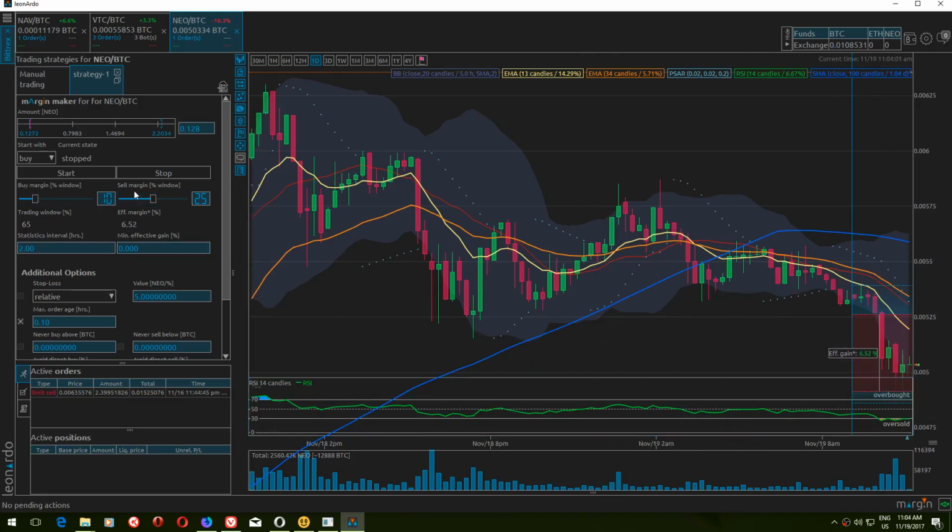And so the same thing for the sell margin. Again, it determines when do you want to sell. So you really want to sell it as soon as possible, or you can maybe reduce it and wait and get a bigger profit. So usually around the value of 15 to 20 is usually what I use.